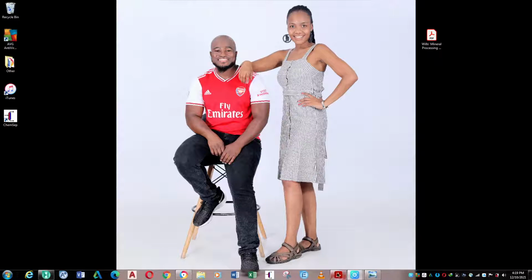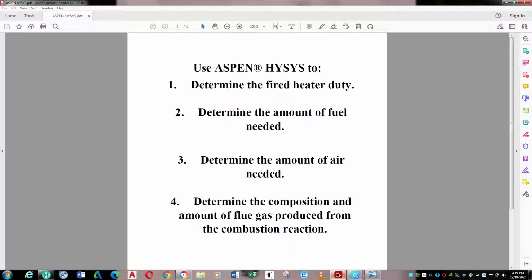So today I'm going to be taking you through the use of ASPEN HYSYS, which is a simulation model to simulate a fire heater. So we have four main objectives for this video. One, we're going to determine the fire heater duty, two, determine the amount of fuel needed, three, determine the amount of air needed, and then finally to determine the composition and the amount of flue gas that is produced from the combustion process.